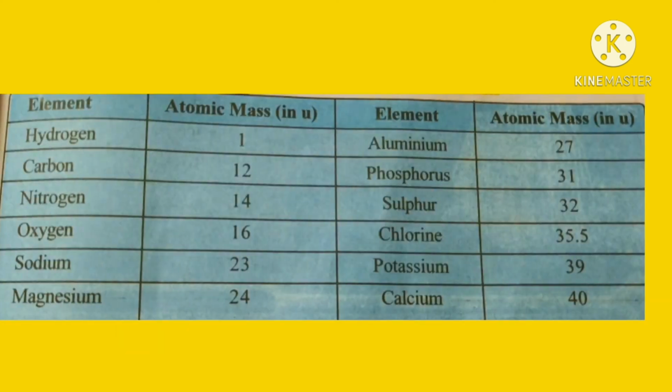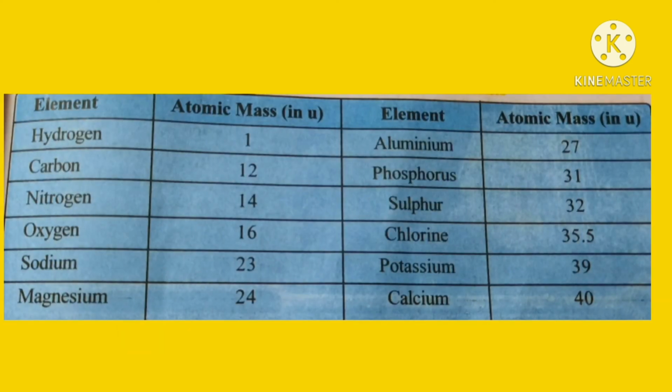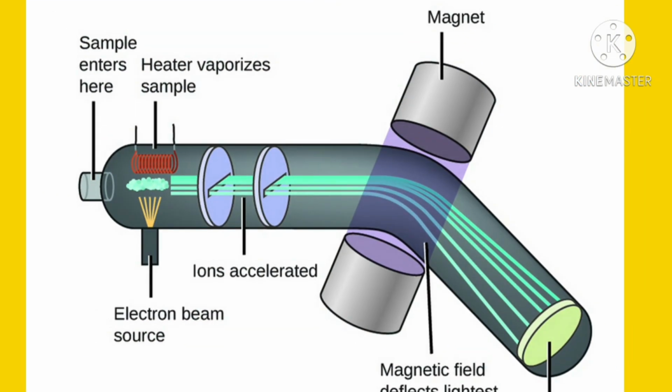Children, observe the table carefully. Here atomic masses of a few elements are given. Hydrogen mass is 1, carbon 12, nitrogen 14, oxygen 16, sodium 23, magnesium 24, aluminum 27, phosphorus 31, sulfur 32, chlorine 35.5, potassium 39, calcium 40. Today, the atomic mass of an atom can be determined very accurately with the help of an instrument called a mass spectrometer.